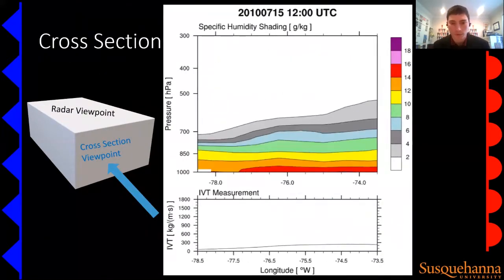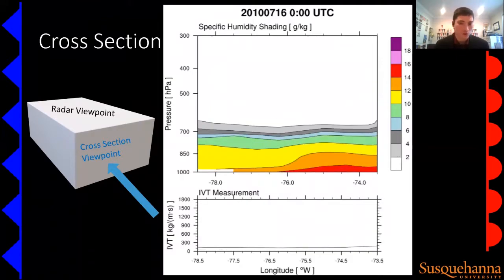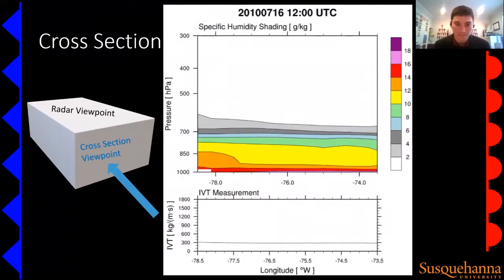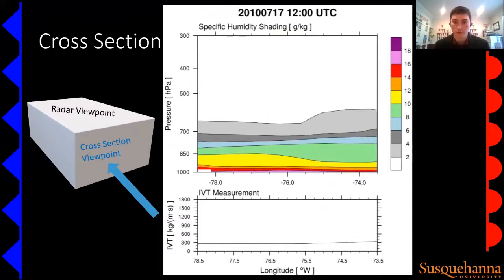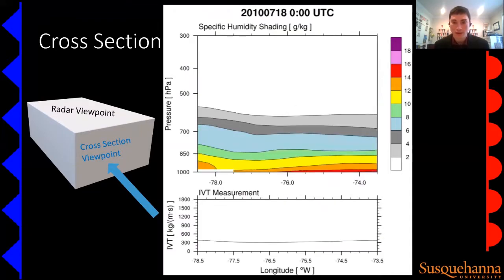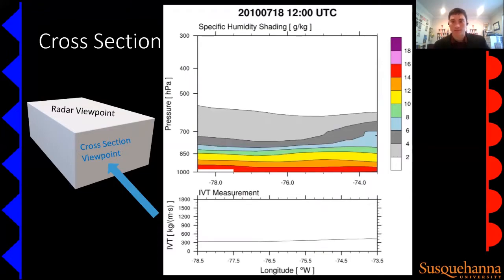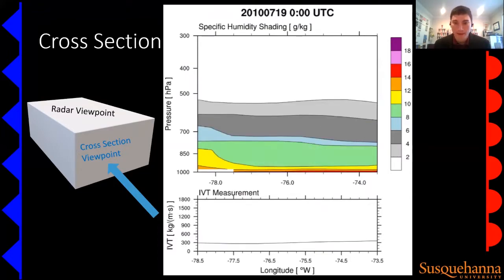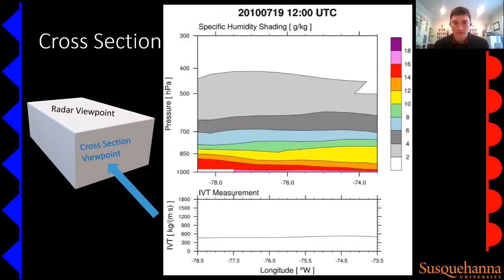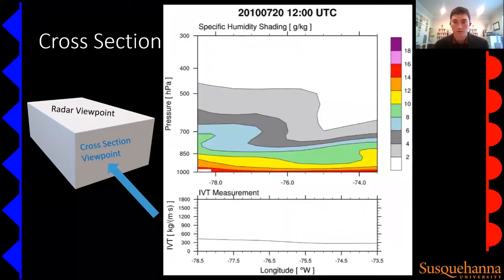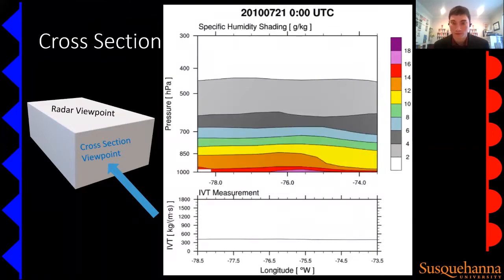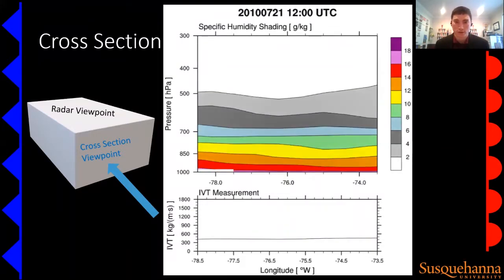So this particular AR doesn't go above 700 IVT, but even here you can see that the connection between IVT and specific humidity and its thickness through the atmosphere is direct. As the IVT increases in its longitude, so does the thickness of specific humidity and the moist air that's moving through.